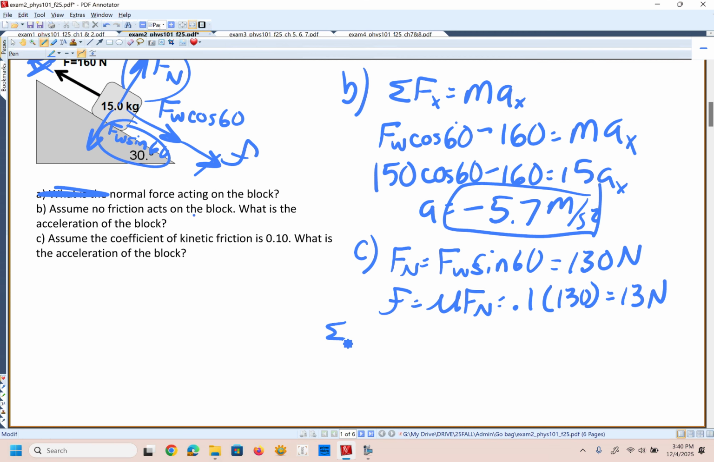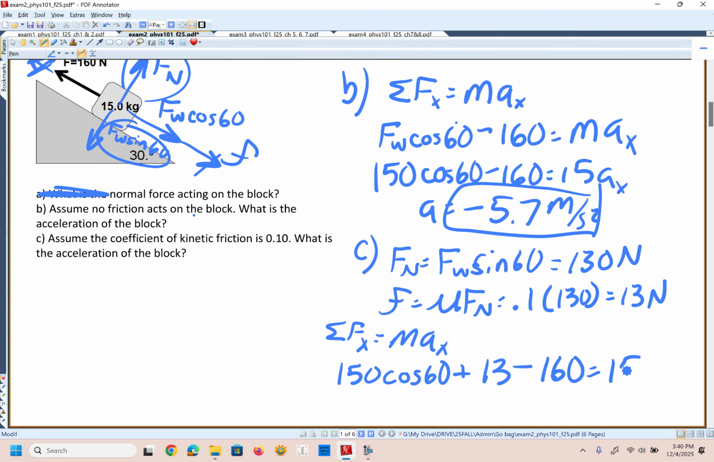That is that the sum of the forces in the x direction equals max. Looks a lot like what we did before. I say FW cosine 60, that's 150 cosine of 60, plus F, which is 13, that's the frictional force, minus 160 equals 15 times ax. And then I solve that for ax, and I get minus 4.8.